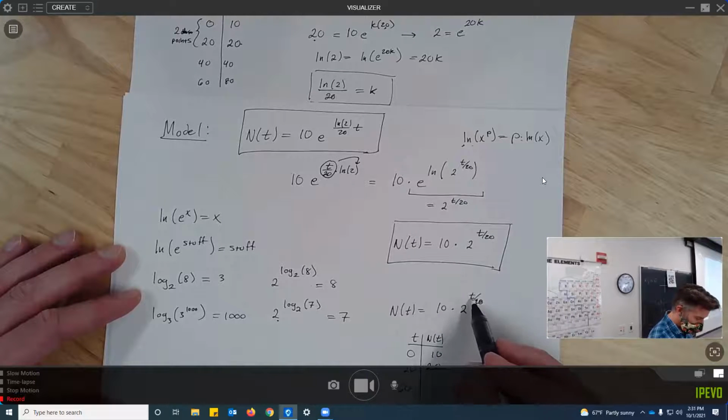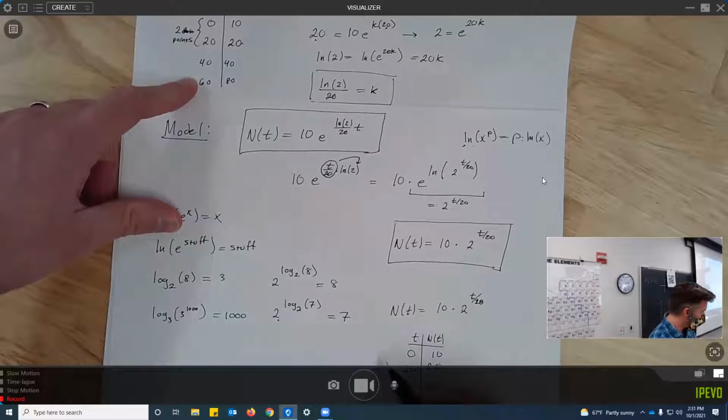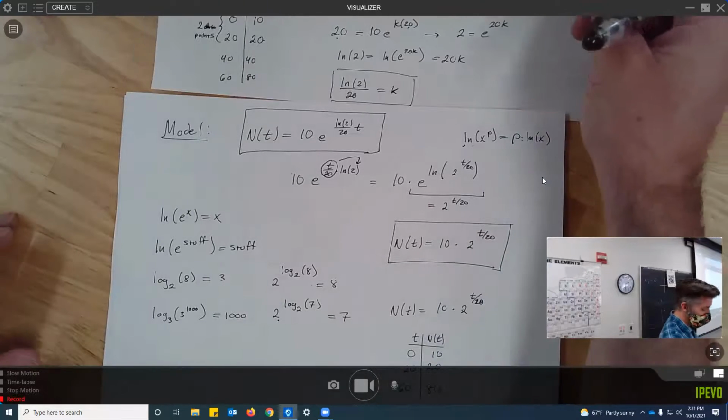If I plug in 60, 60 divided by 20 is 3. 2 to the third is 8. 8 times 10 is 80. Exactly like we have up there. So it really is the same function. And some people would say it's a nicer way of writing it. I guess I would probably fall to the argument that yes, it is a nicer way of writing it. It's just not the way we're usually going to write it.